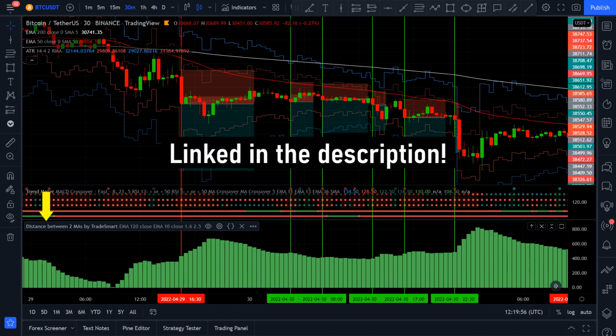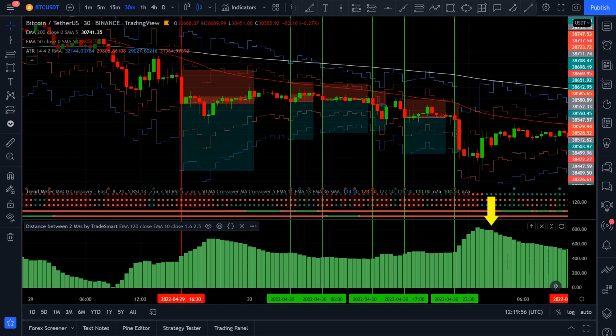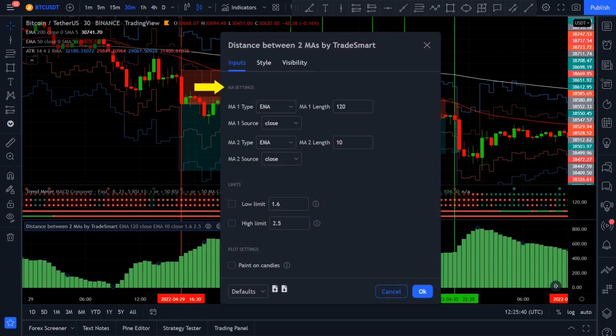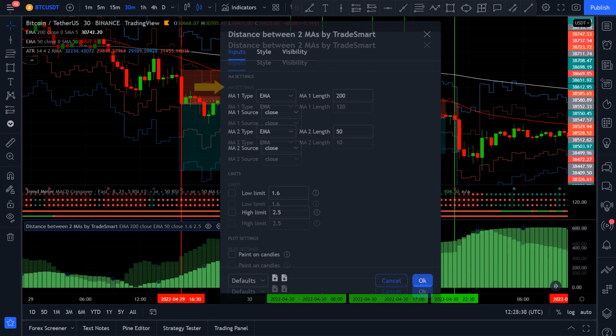Okay, now let's see the indicator. This indicator prints different height bars. The height of the bar shows the distance between the two moving averages. If you go into the settings, on the top you can set the moving average type, length and source. As we are using a 50 and a 200 length TMA, I will set the indicator for those parameters.